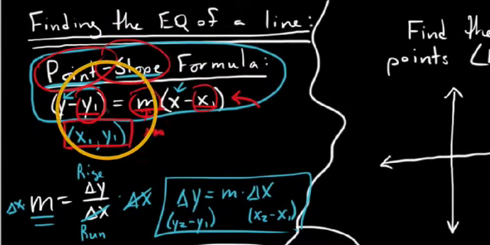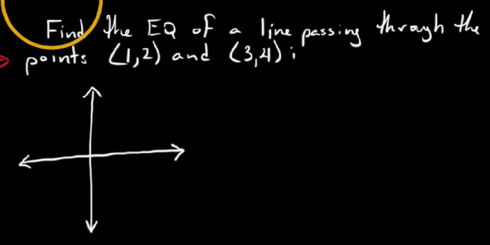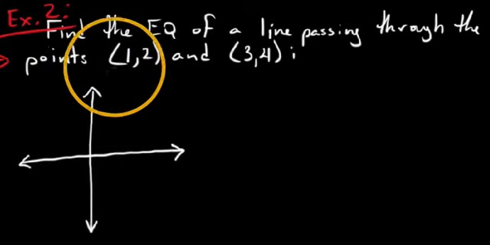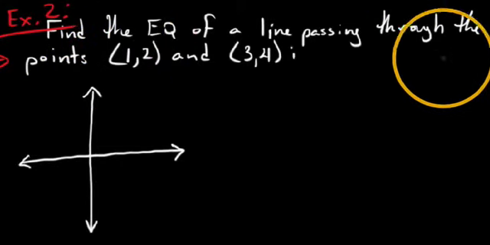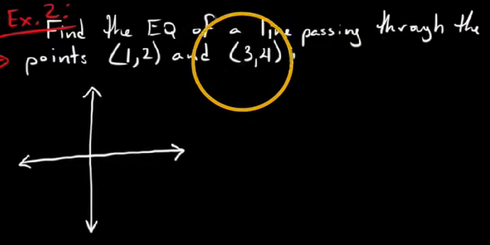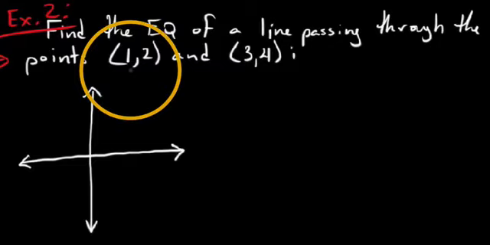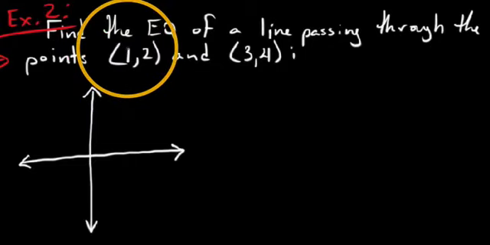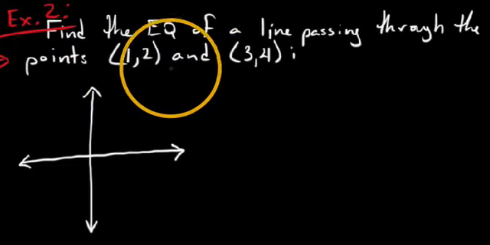You need a point and a slope. So let's go ahead and take a look at this second example, example number 2. A good one to write down in your notebooks. Let's find the equation of a line passing through the points (1, 2) and (3, 4). And I just got done saying all we need are a point, singular and indefinite, mind you, and a slope.